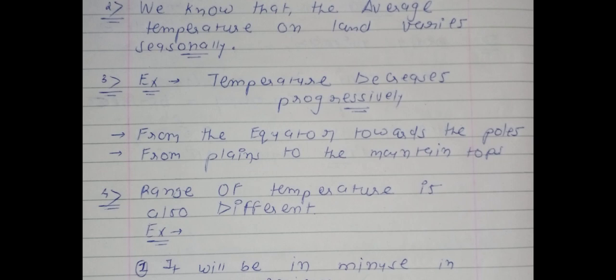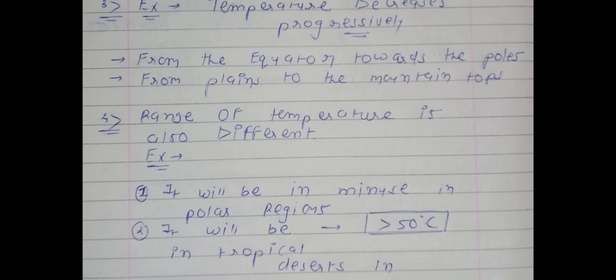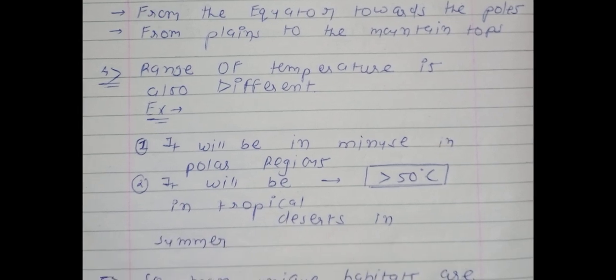See, point number 3 is a most important MCQ. Point number 4, the range of temperature is also different. Like we have two different types of locations, two different areas. The first area is located in the polar regions, while the second area is located in the desert region.